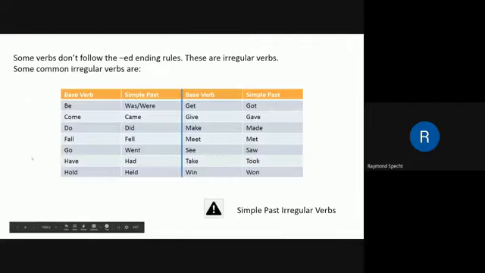All right, next page. I want you to take a minute, go through the chart, and then we'll go over them together.